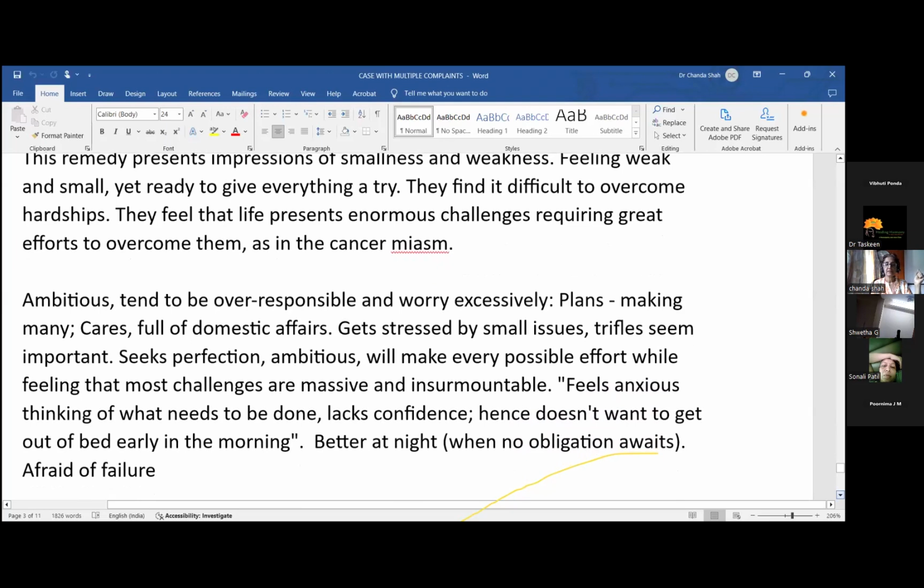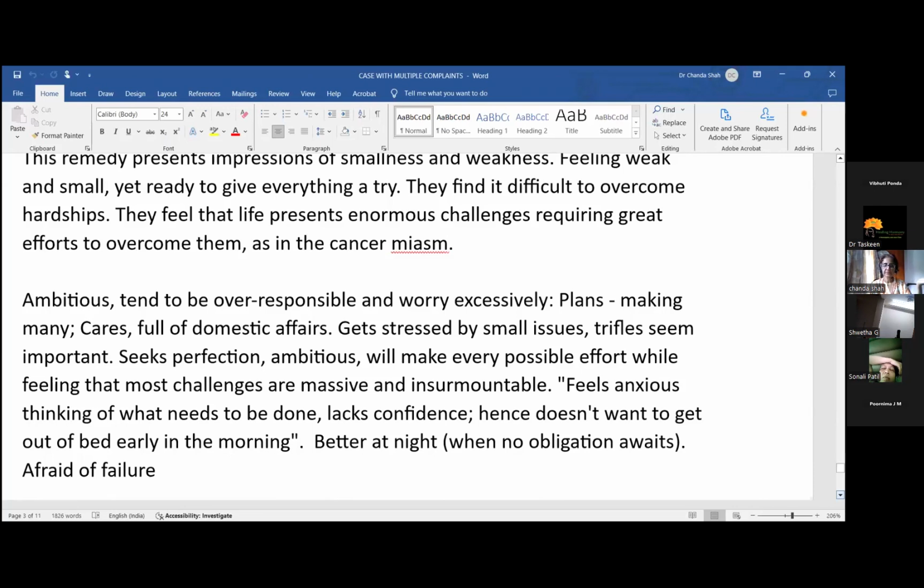He's ambitious, tends to be overresponsible, and worries excessively, right? And he's making many plans, full of cares about domestic affairs, gets stressed by small issues. That issue with the aunt was a small thing, no? His wife just put her in a senior citizen home and she's fine. Trifles seem important. Then he seeks perfection. He's ambitious. He'll make every possible effort while feeling that most challenges are massive and insurmountable. His first reaction is, oh my God, how am I going to do this?